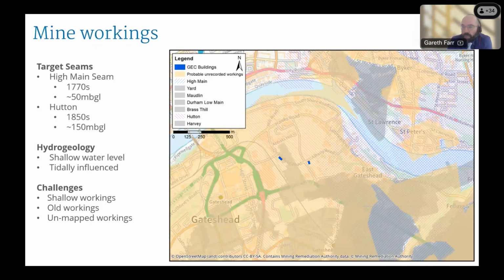But definite challenges are shallow workings, old workings, and unmapped workings. So there's a mixture of everything there. These challenges will come to bear fruit shortly. And I should say our target seams were to abstract water from the Hutton, which is about 150 meters below the ground, and return it to the High Main, which is 50 meters. I'll show you that in a little cross section shortly.